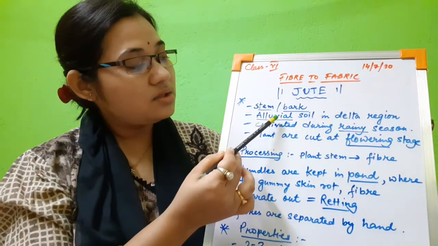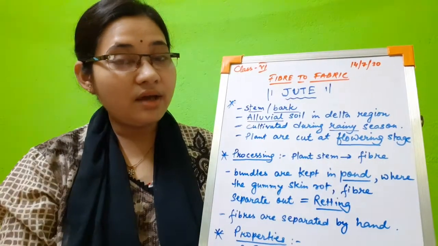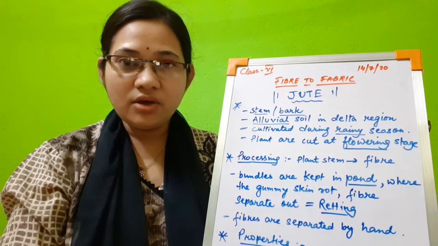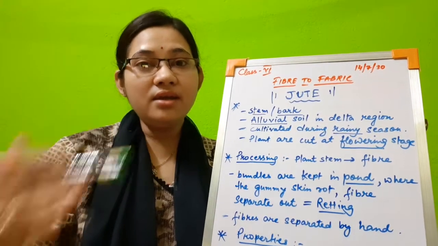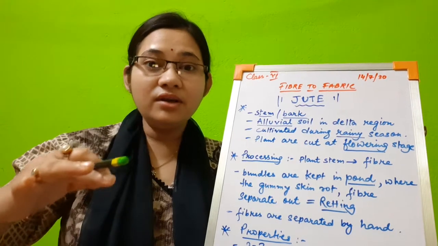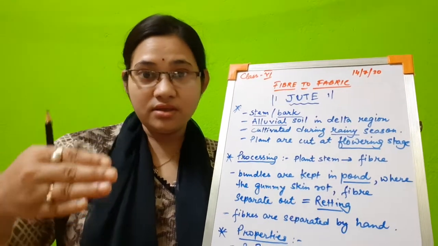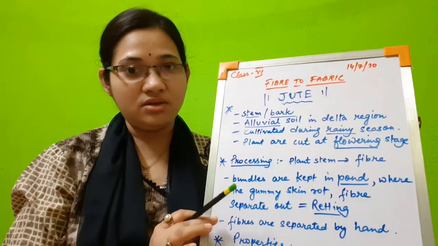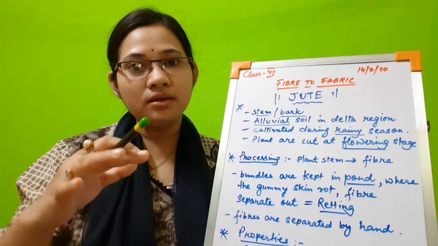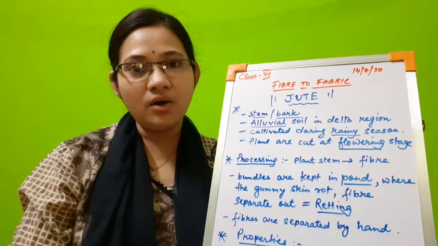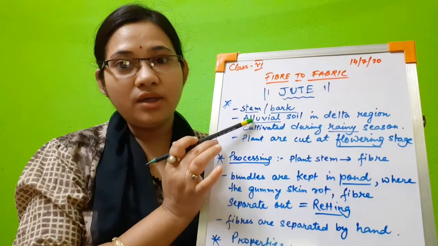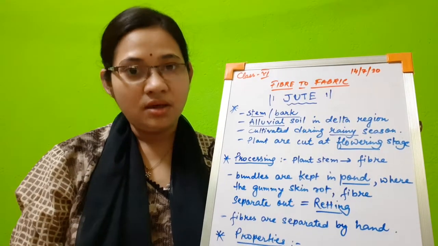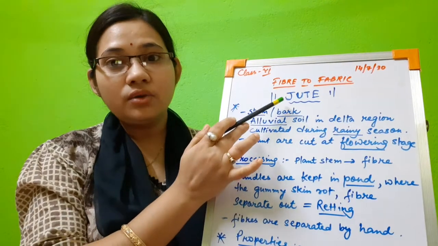Now where are these plants cultivated? They are cultivated in alluvial soil. Alluvial soil means the soil that is found near the delta region. Delta region means where the river meets the sea. So coastal regions where the river meets the sea or ocean are called deltaic or delta regions, like the banks of the Ganga or Brahmaputra. These delta regions are rich in alluvial soil, and that alluvial soil is very fertile and helps in the growth of jute plants.